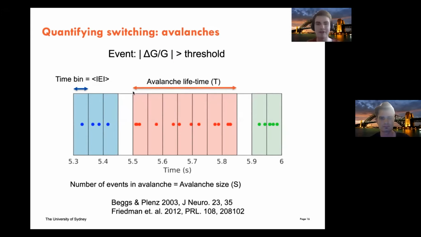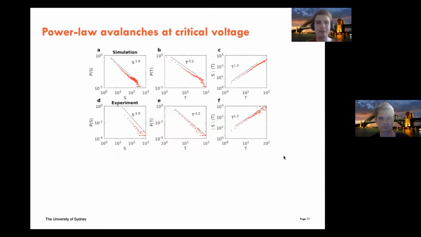And so the avalanche lifetime is the number of bins in the avalanche, and the avalanche size is the total number of events that fall within those bins. And when we do that, we can probe the statistical distributions of the avalanches in both simulation and experiment. And what we find is power laws in the avalanche size distribution, the avalanche lifetime distribution, and the average avalanche size as a function of lifetime, in both simulation and experiment.